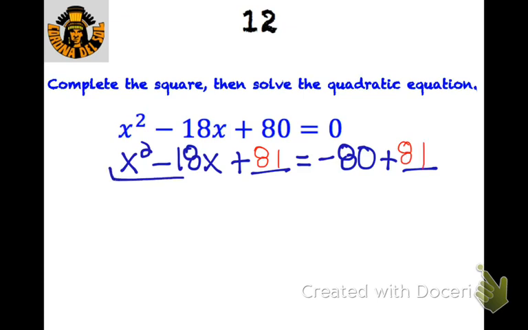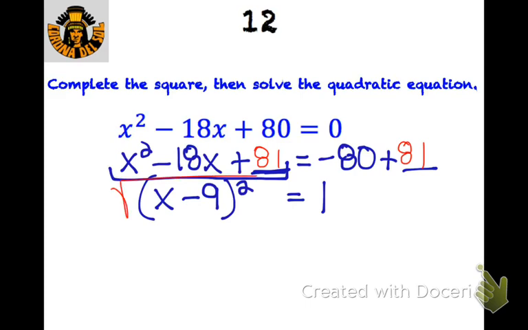What that does is creates a perfect square trinomial on the left, so then we can factor it really well. X minus whatever the square root of that is, so that's 9 squared. And then on the right, that's just a 1. So now to get the x by itself, we want to get rid of the squared, so we're going to go ahead and square root both sides. So that'll give us x minus 9 equals plus and minus 1.